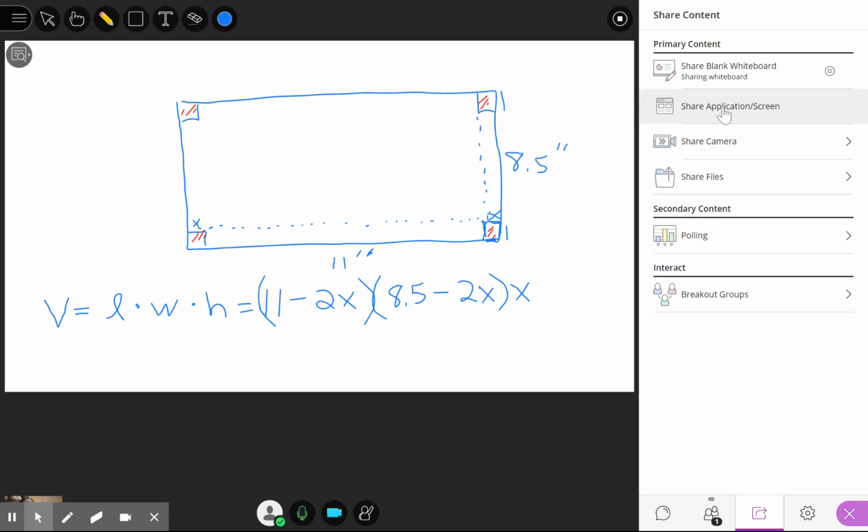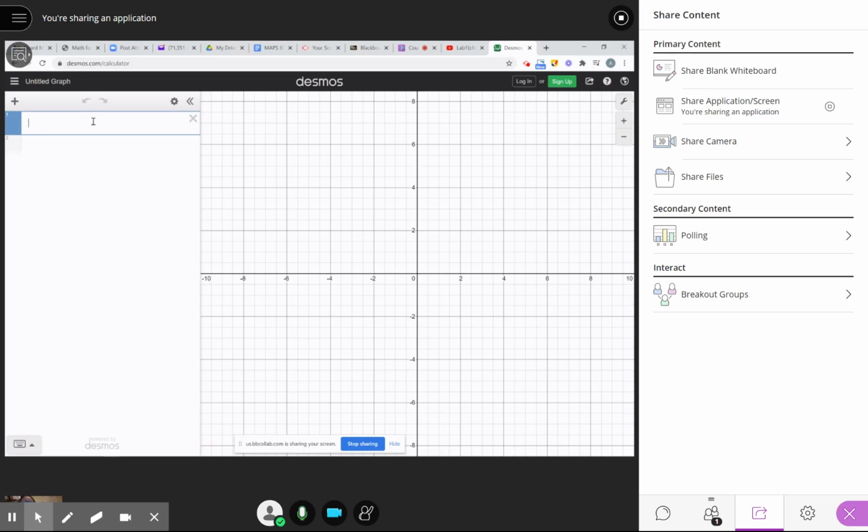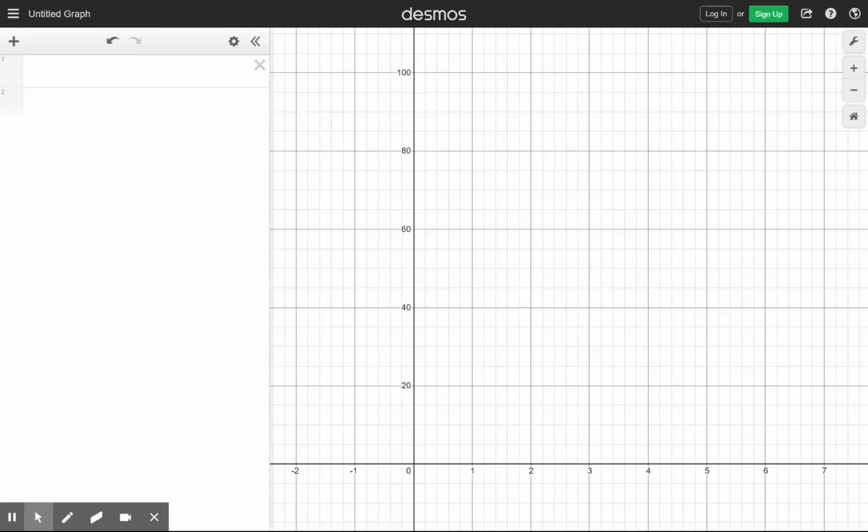Now we'll go in and put that into the graphing calculator so we can see what actually is the maximum volume and what x value we should pull out of the corners. So this is the Desmos online graphing calculator. It's free at desmos.com. And so I'm going to type in our length times width times height. So we have 11 minus 2x times 8.5 minus.